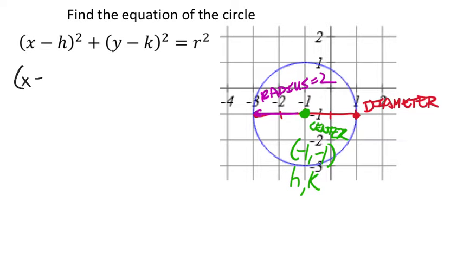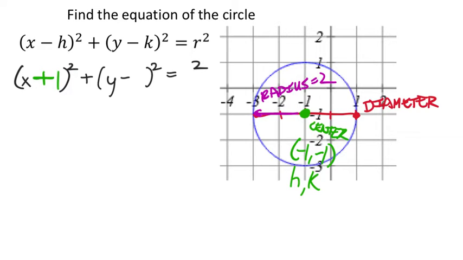So I've got (x - h)² + (y - k)² = r². I'll put the radius squared, and then we'll just evaluate that. Some of you may not have to show that work, but I'm going to show it. Now the h that we found is -1, and instead of showing the minus negative right here, I'm going to simplify that into a plus.